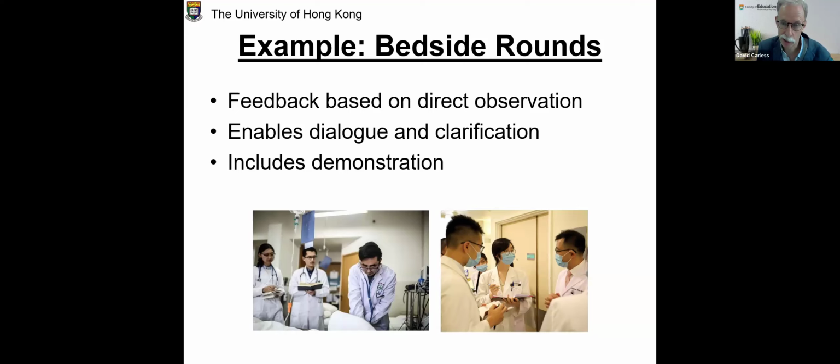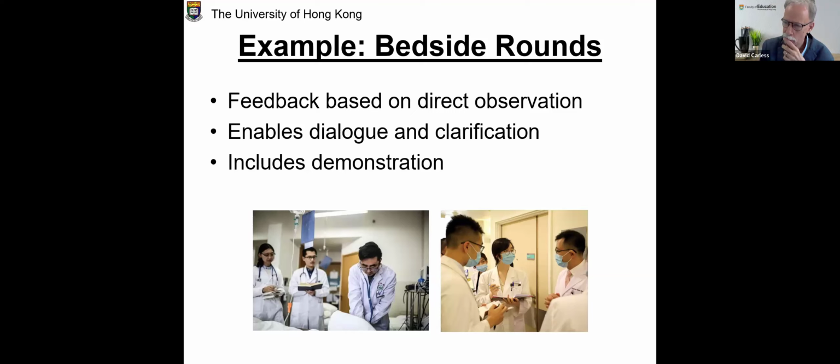So I think you guys will be familiar with this kind of bedside rounds. To me, one of the powers of it is that the feedback is based on direct observation of an authentic thing that doctors will do. Because there's only 7 students and 1 medical professional, you can have a dialogue and a clarification in a one-to-one. One of the other special things I noticed is you can also demonstrate. So at one point, the medical professional showed the student how to press on the abdomen in order to understand better the stomach problem that the child was having.